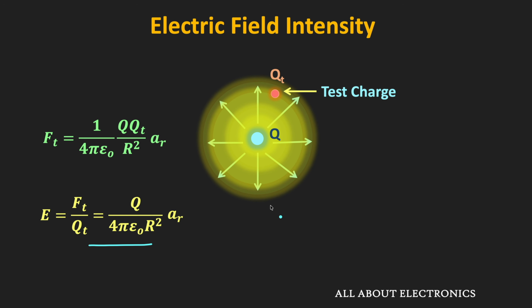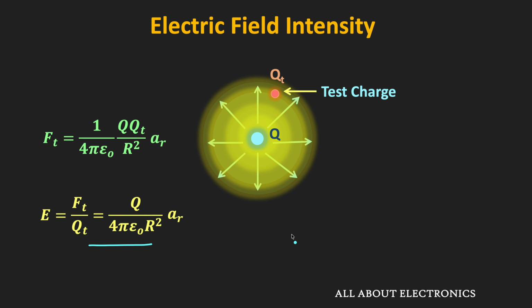So as you can see, this electric field intensity is proportional to the magnitude of this charge q, and it is inversely proportional to the square of the distance. That means as we move away from the charge, then the electric field intensity will get weaker. So similar to the electrostatic force, this electric field intensity is also a vector quantity. That means it has both direction as well as magnitude.